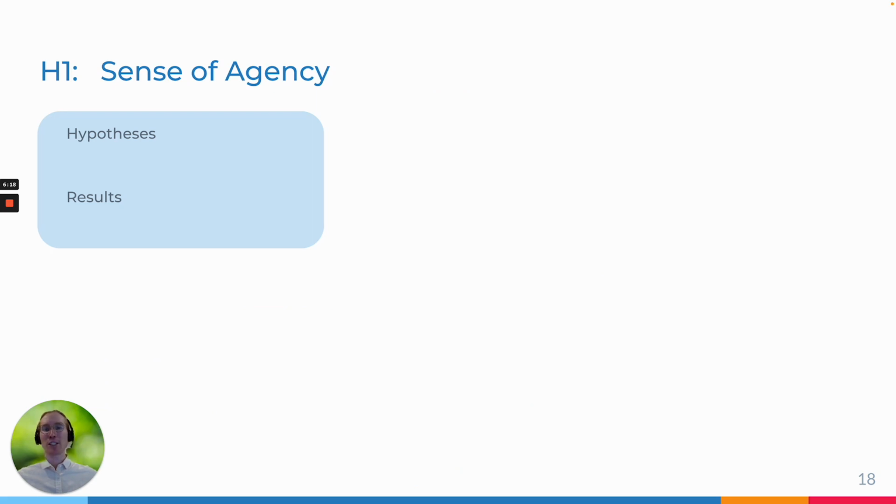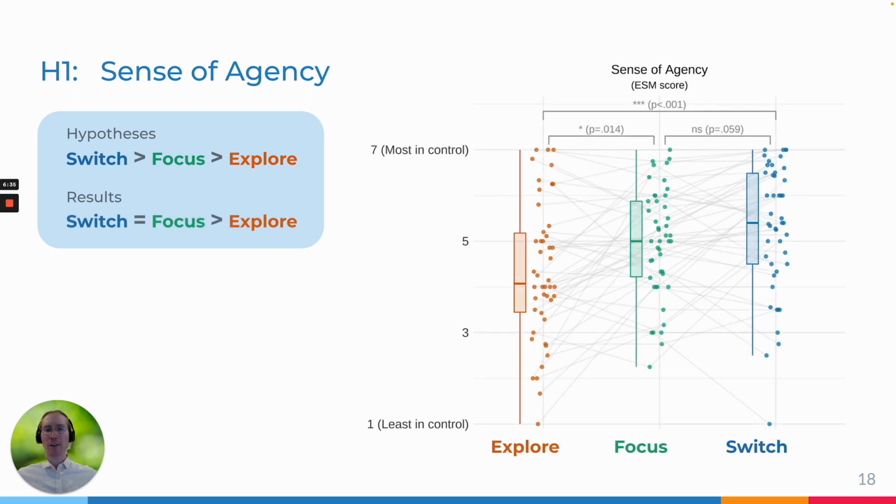First, we looked at sense of agency, how much participants felt in control of their use of the app. Our hypotheses, based on previous work, were that Switch would provide the best of both worlds, followed by focus, followed by explore. Our actual results found that both Switch and focus were rated significantly higher than explore, according to a pairwise Wilcoxon signed-rank test with a correction for multiple comparisons. In the chart, you can see the average value for each of the 46 participants' responses to our ESM questions. Our hypotheses about which designs would support sense of agency were mostly supported.